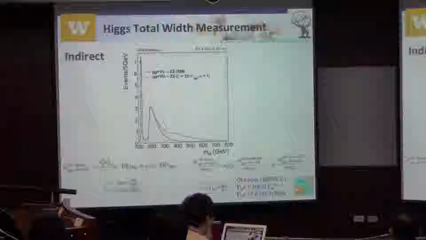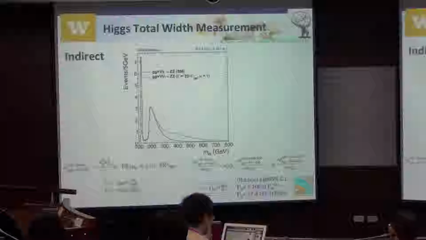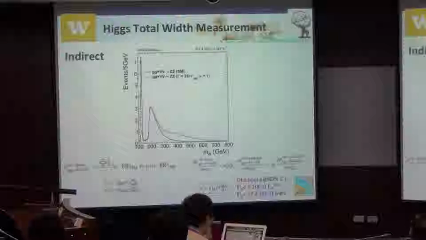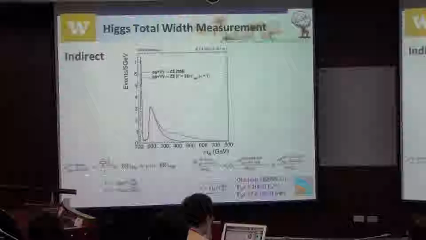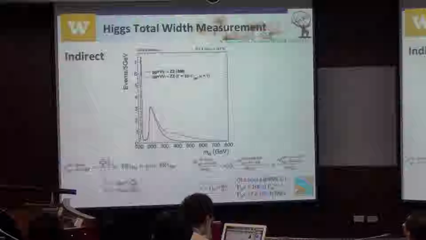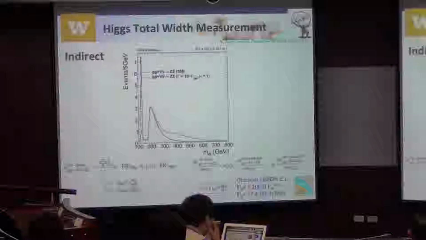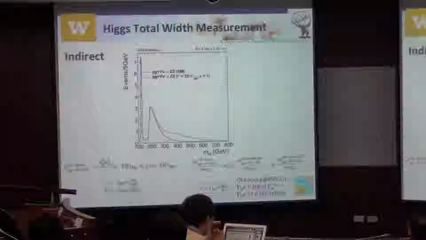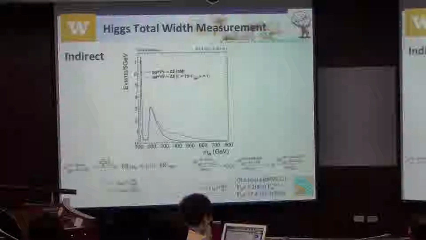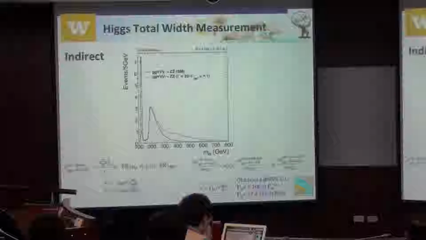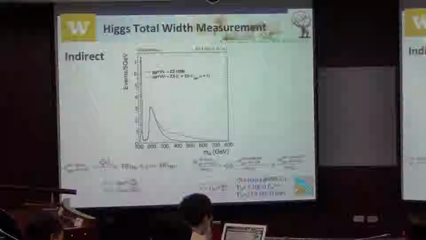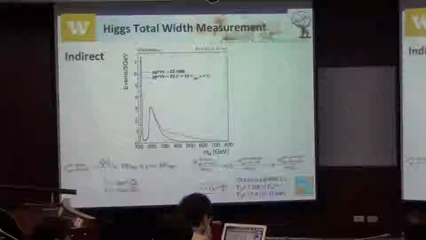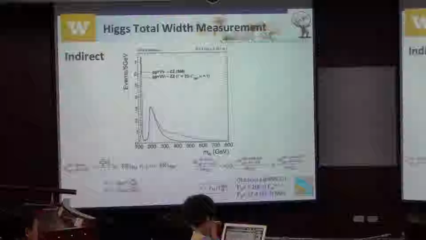This is the approach proposed by Caola and Melnikov. This is a very creative idea. So the way they do it is that if you write down the production cross-section of the Higgs production at the Higgs peak value, and then you also try to calculate, because the Standard Model Higgs and the Standard Model continuum pp to ZZ production have the same final state.